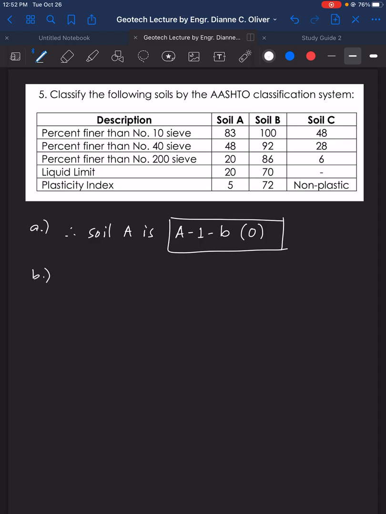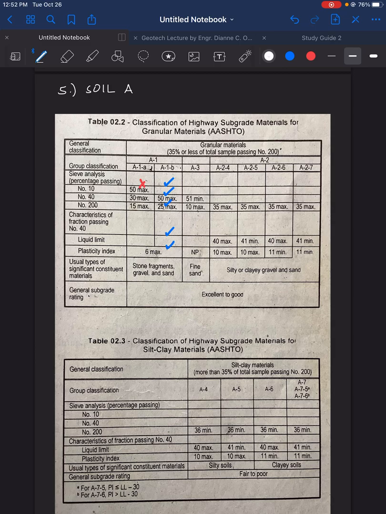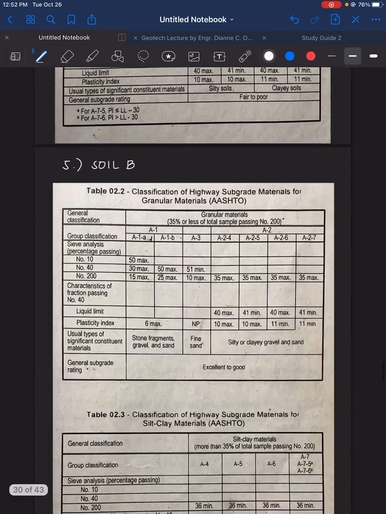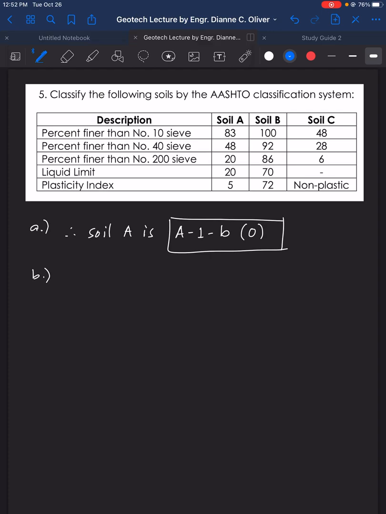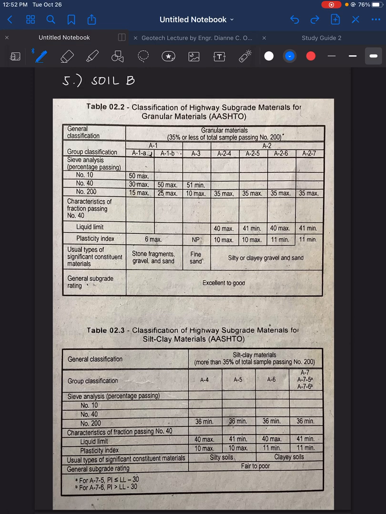Let's go to soil B. Again, let's use another table for soil B. Okay, start with number 10 sieve. For number 10 sieve, we have there 100% passing. So looking at the table, we have there 50 max. So we cross that one out and then we check here.